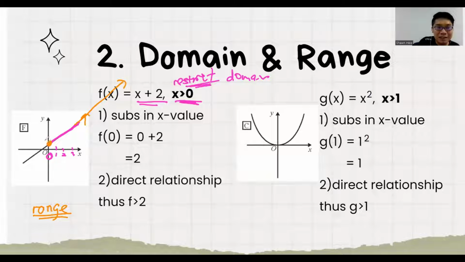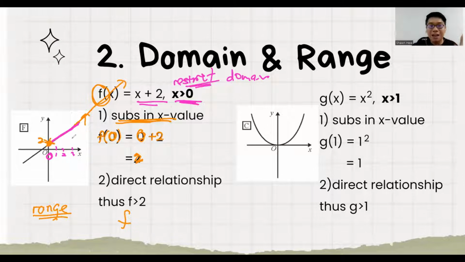Okay, so we found that this is already our minimum point. So our range name is based on the name of the function. My range is f, and then my minimum is here. So what is this point? We sub in the x value: when x is 0, the whole equation is x plus 2, so it's 0 plus 2. My y is 2, which means this position is 2. So I know that 2 would be my least value. I can go all the way up, so it's f more than 2.